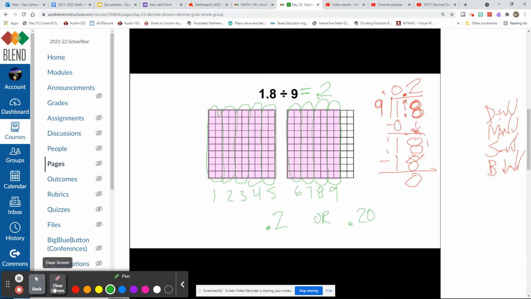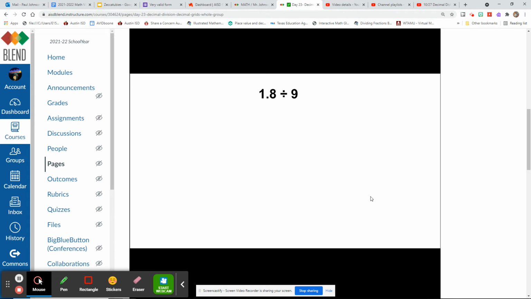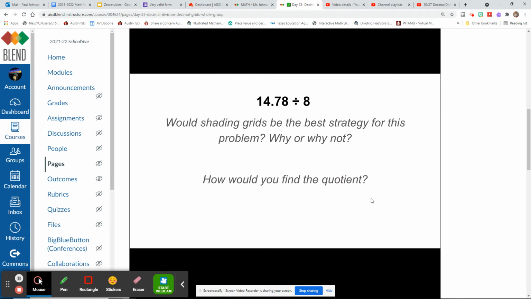All right, so I'm going to go ahead and clear this screen, see if they do as beautiful of a job as we did. Oh, they didn't do it at all. So we did a great job, and we found out the answer.